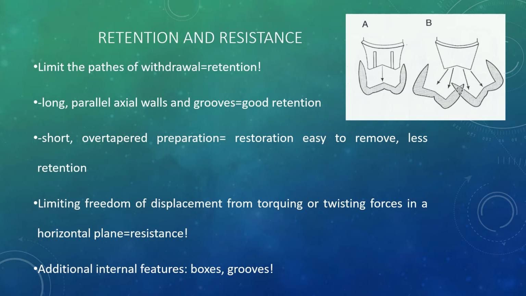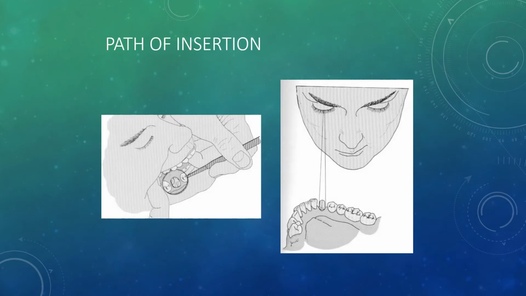The other thing you have to remember is that if you have a short and over prepared tooth, then the restoration is easy to remove and has less retention. Limiting the freedom of displacement from torquing or twisting forces in a horizontal plane gives you additional resistance form, and by adding boxes and grooves, you are increasing the retention form.